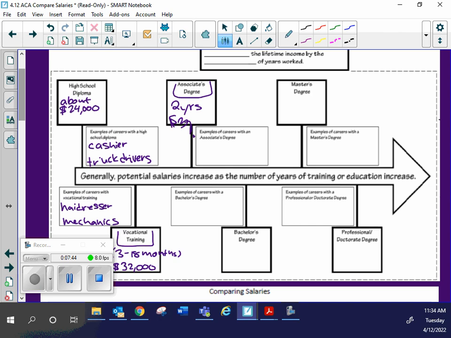Okay. Next one, most common one probably is the bachelor's degree. This is what Miss Lytle has. This is what any teacher at Seven Lakes or in the world, anyone who works as a teacher, has to have a bachelor's degree. So this is a 4-year plan. And on average, they make about $50,000 a year.